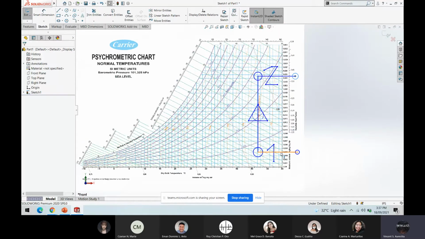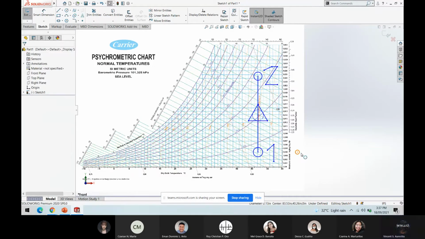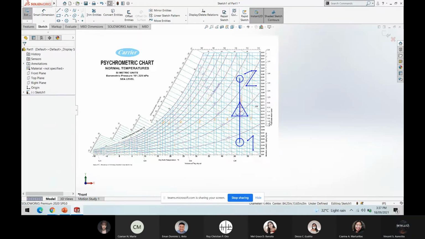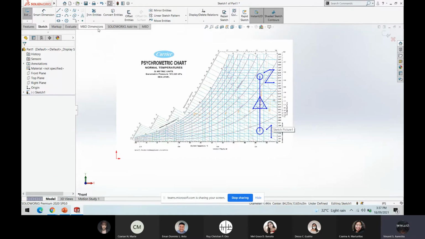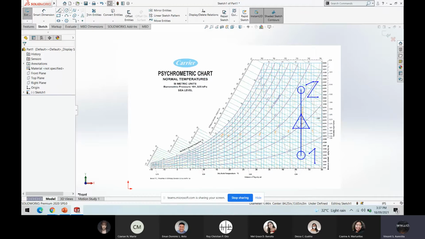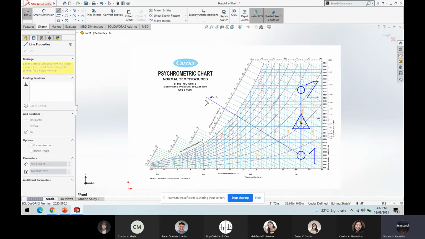So the next property atong we observe is the enthalpy. Enthalpy is graphed in the psychrometric chart just like this, in diagonal nga na like na siya.